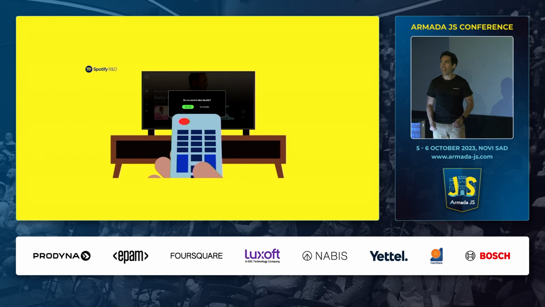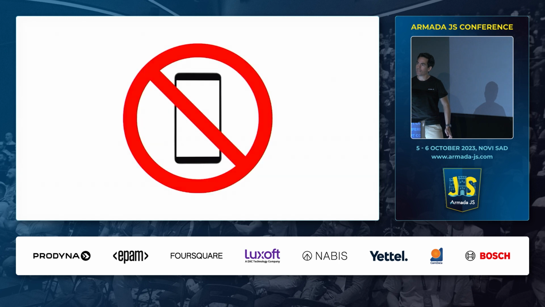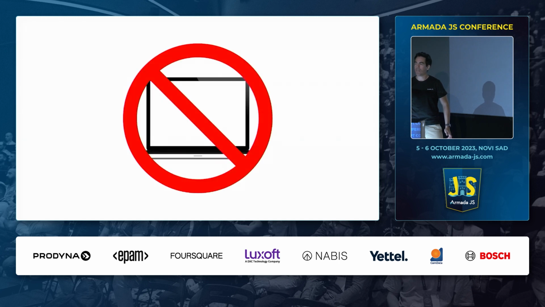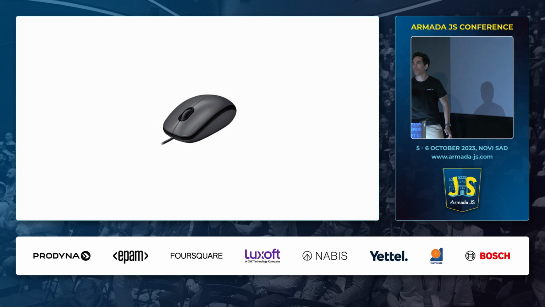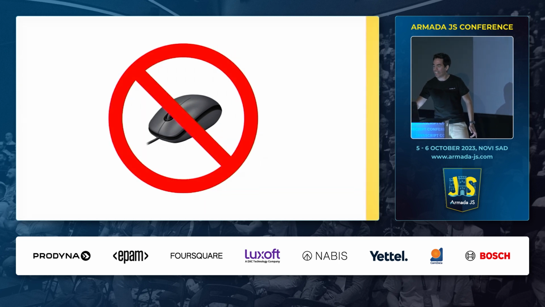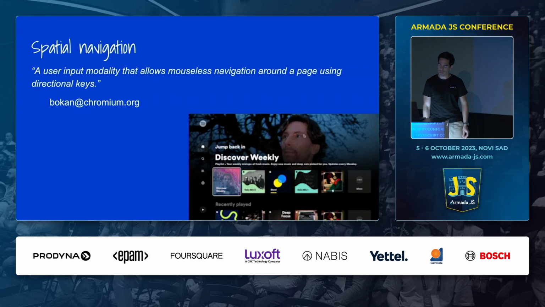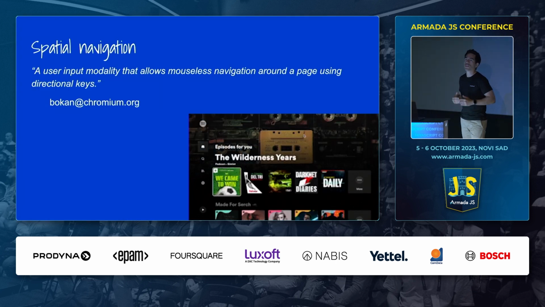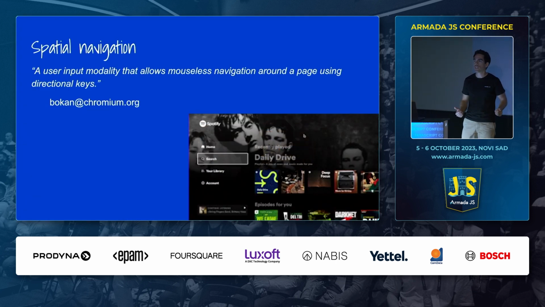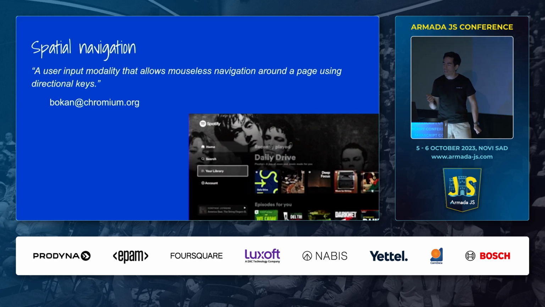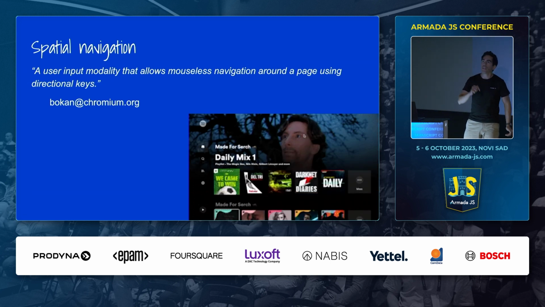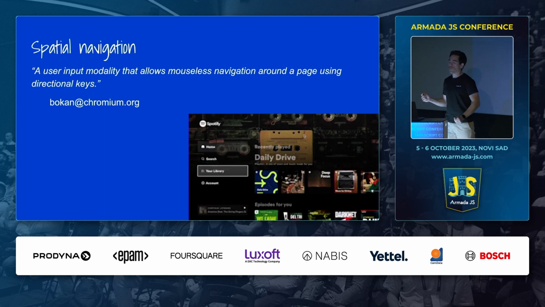Although this is a JavaScript conference, we won't be talking about the mobile, we won't be talking about the desktop, and especially, we're not going to be talking about the mouse. Instead, we're going to be talking about the TV control. Yeah, that boring device that I bet every one of you has in your living room. So, spatial navigation is nothing else than just a fancy name to describe what you do with the arrow keys when you select one of the apps, open it, and then navigate within.